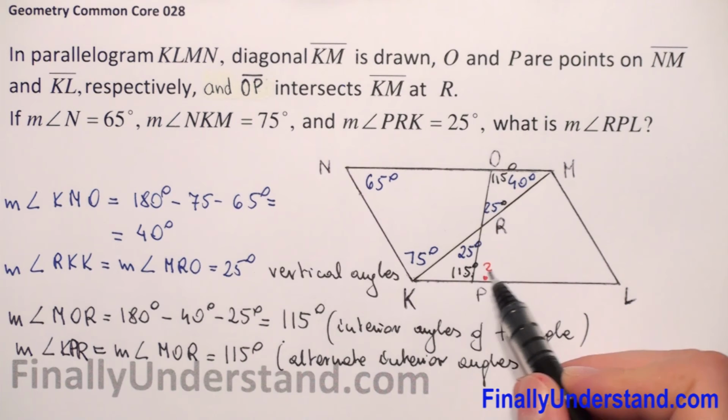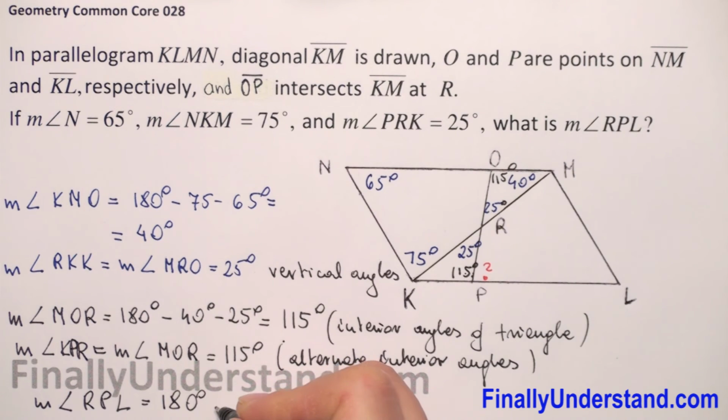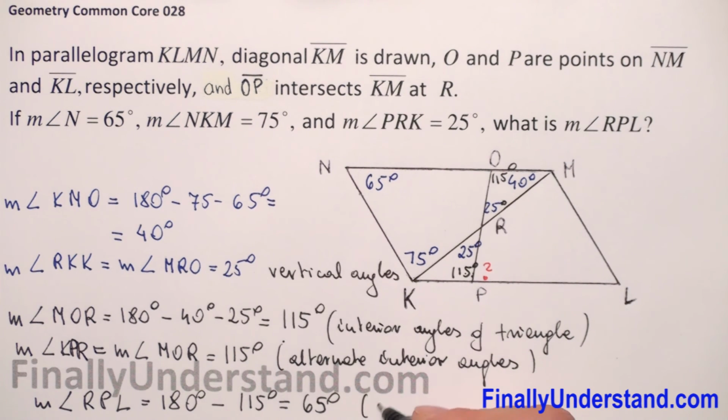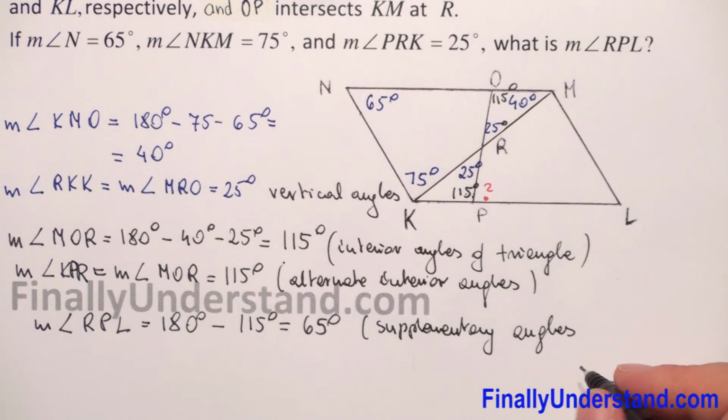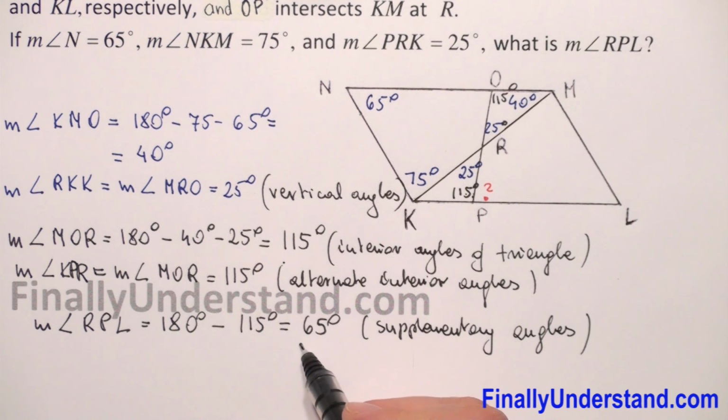And we have two supplementary angles. So the measure of angle RPL will be 180 degrees minus 115. So this is equal to 65 degrees. Why? Because we have here supplementary angles. So this is my solution.